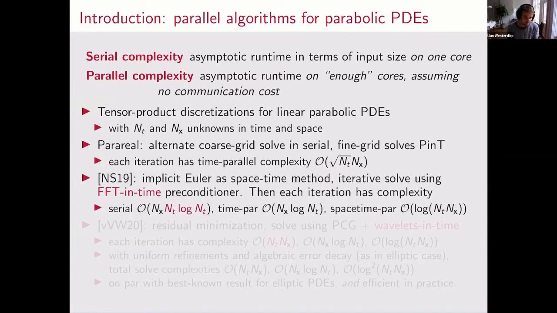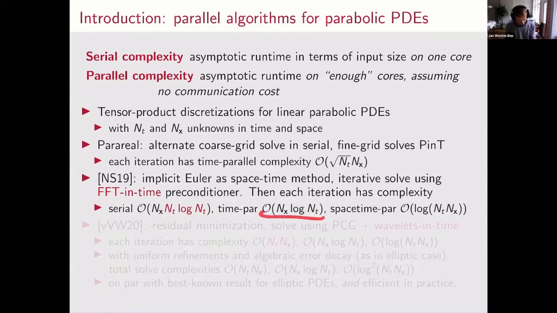So in 2019, Martin Neumüller and Ian Smears reinterpreted an implicit Euler scheme as a space-time method, basically building a gigantic linear system. And they solved this using inexact Uzawa and some Fourier transform in time as a preconditioner. And because of this FFT, every iteration of their iterative process has this superlinear serial complexity. This n log n is of course due to the FFT.